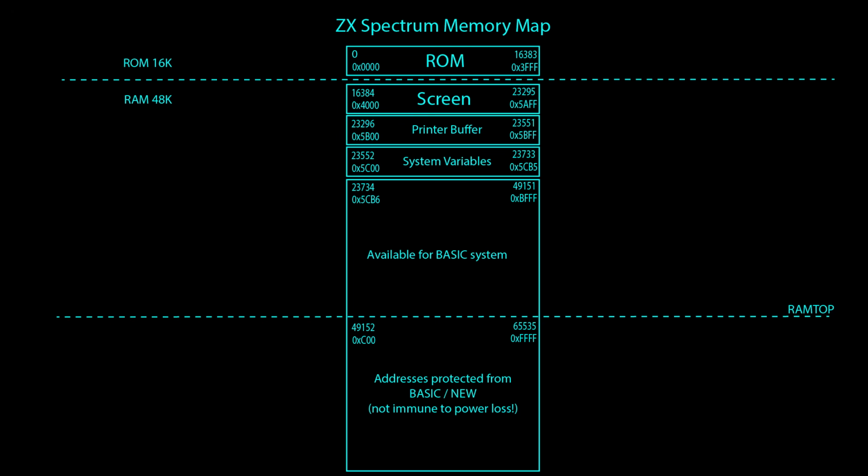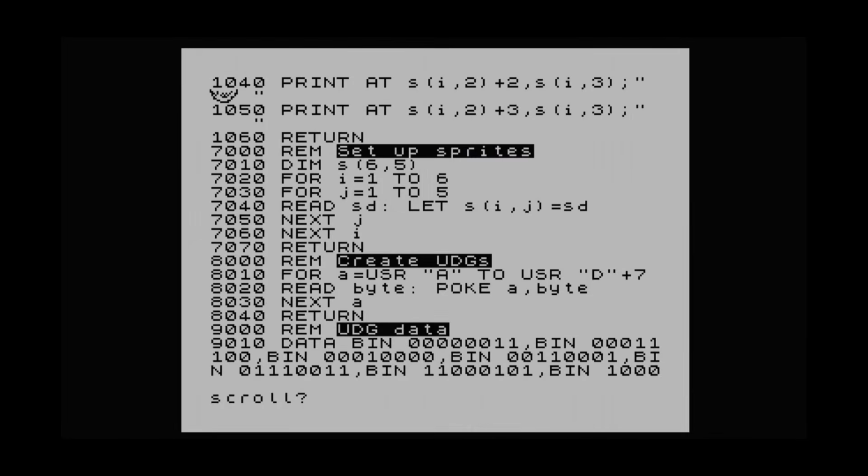Okay, so now Jack has set aside some safe space for his machine code program. But how does he get it into that memory? Well, the easiest way is to use another command he was introduced to when setting up user-defined graphics, POKE. POKE is used to put data directly into a specific memory location, and it takes the form POKE a, n, where a is an address and n is the value to put there.